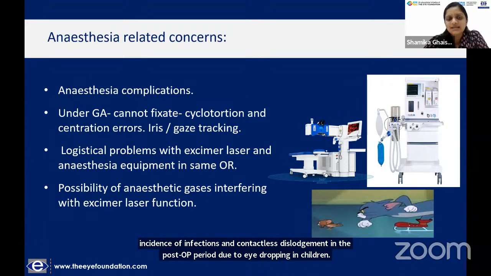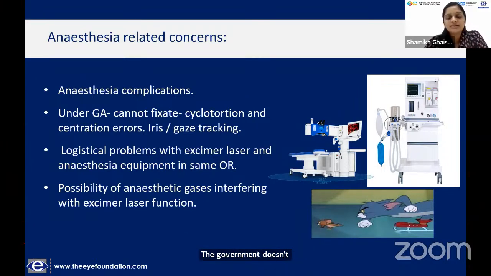Coming to some anesthesia-related concerns, apart from the general risks with anesthesia, there are problems with centration and cyclotorsion under general anesthesia. However, since most of the modern machines are equipped with tracking systems, this can be overcome to a large extent. However, the anesthesia machine and the excimer laser cannot be considered very good friends.